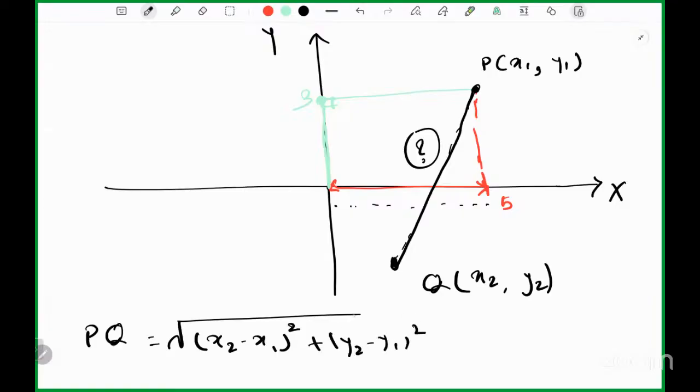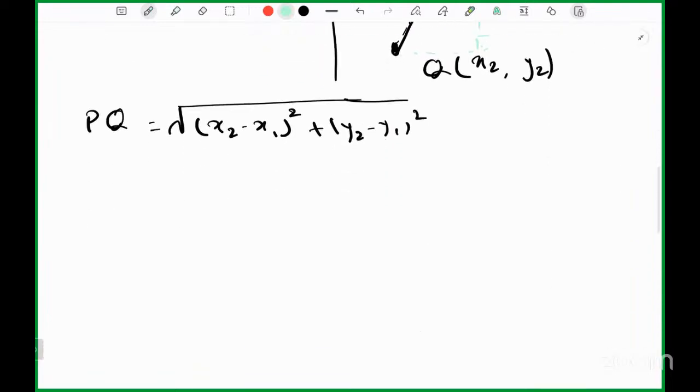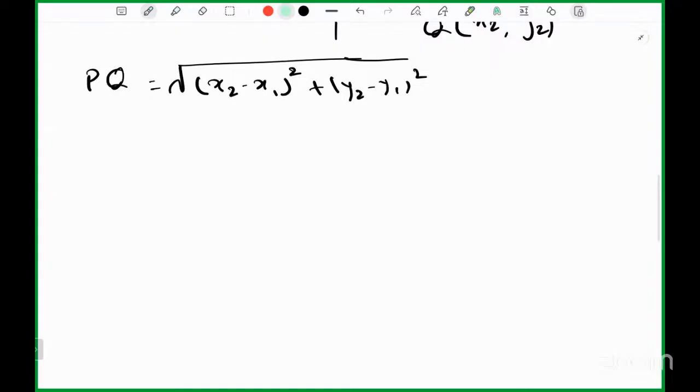This is a very basic formula which we have already studied in high school, and we revised it in week 2 also. The proof of this formula just goes like this: you form a right angle triangle over here and use the Pythagoras theorem. That's the basic logic. Form a right angle triangle, use the Pythagoras theorem, and then you're good to go. So this is the very basic and first formula we have learned in week 2.